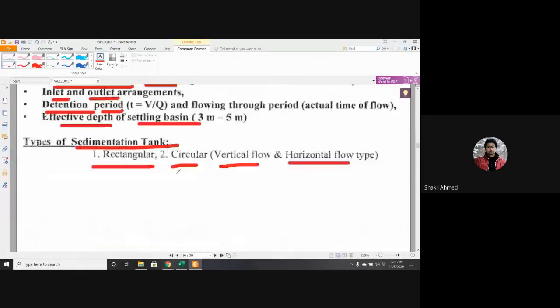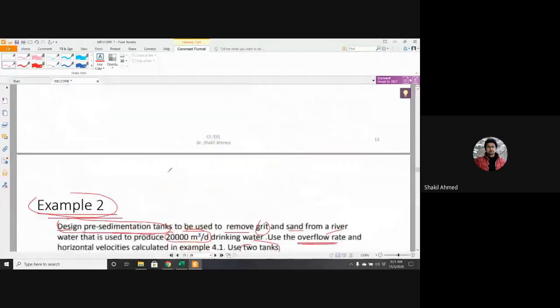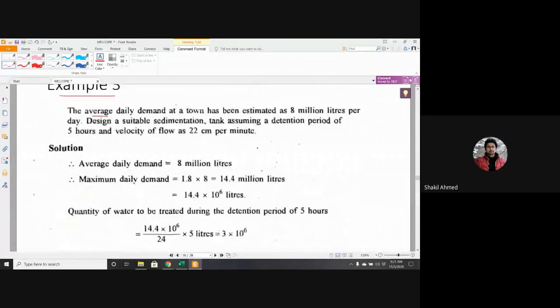In the next problem, the average daily demand at a town has been estimated at 8 million liters per day. Design a suitable sedimentation tank, assuming a detention period of 5.